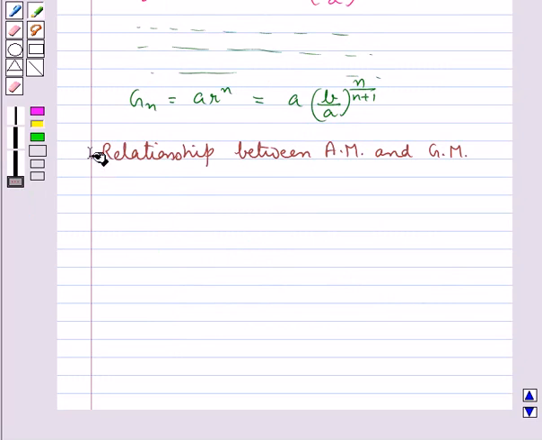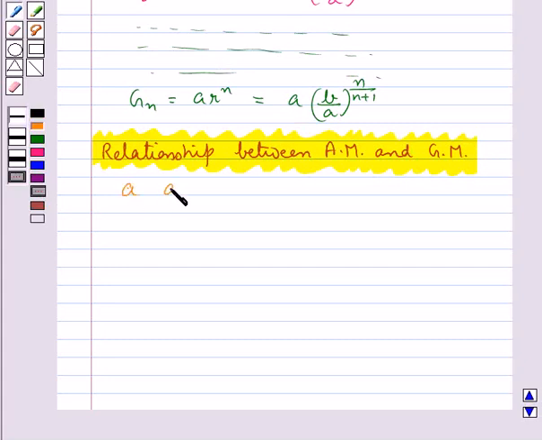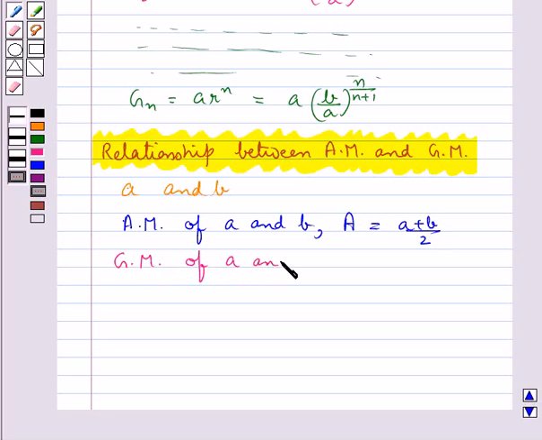Now let's discuss the relationship between arithmetic mean AM and geometric mean GM. Given any two positive numbers A and B, we know that the arithmetic mean AM of the two numbers A and B is given by A is equal to A plus B upon 2, and the geometric mean GM of the two numbers A and B denoted by G is equal to square root AB.